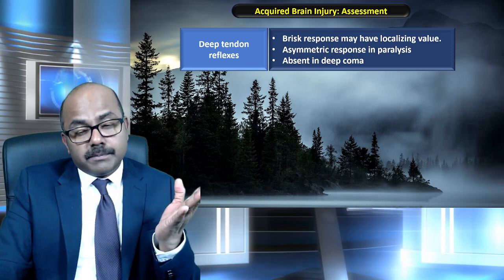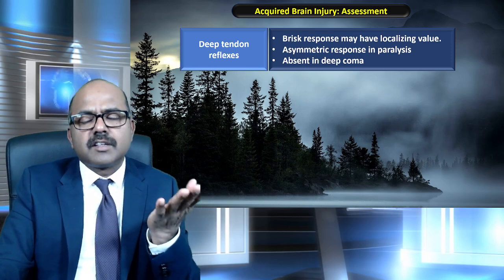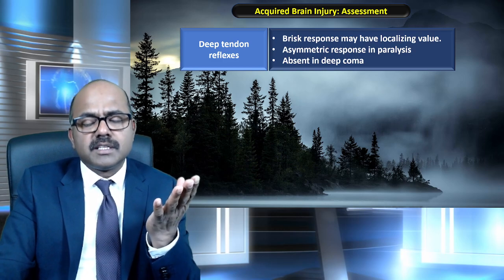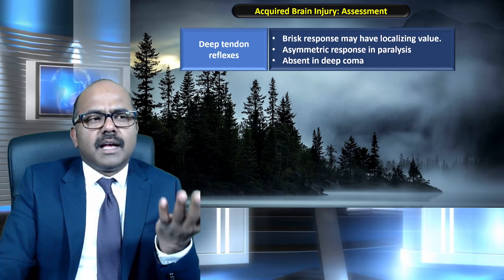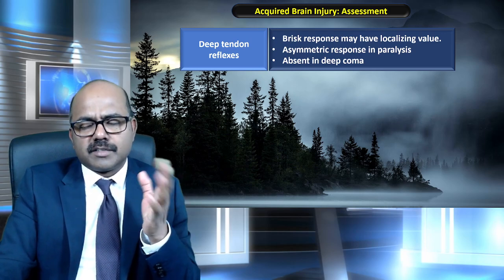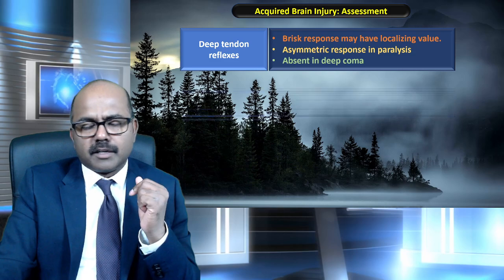Look for deep tendon reflexes if you are trying to do so. Any brisk, hyperactive response in the deep tendon reflexes may indicate a localizing injury, and any asymmetric response will be seen in paralysis. In the comatose stage, deep tendon reflexes won't be there.